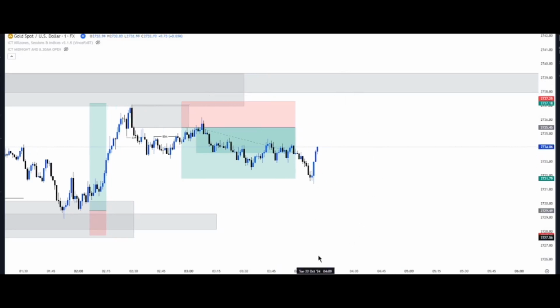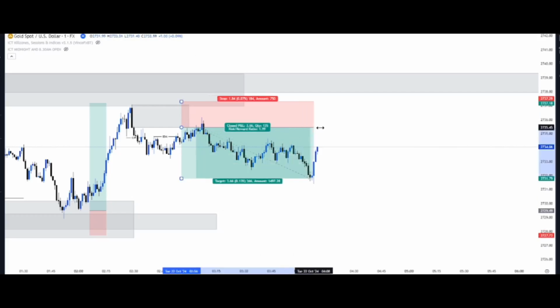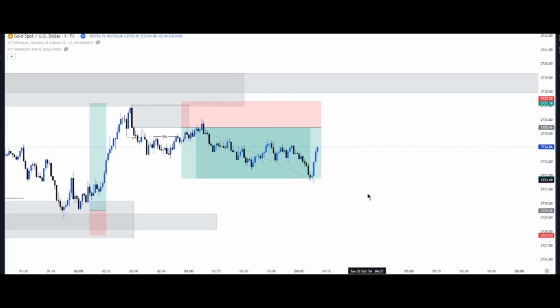But if price continues to come down, then you can begin to trail your stops. Once it closes below this low, you can actually trail your stops. As you can see, it didn't close below the low. Okay, so let's continue.